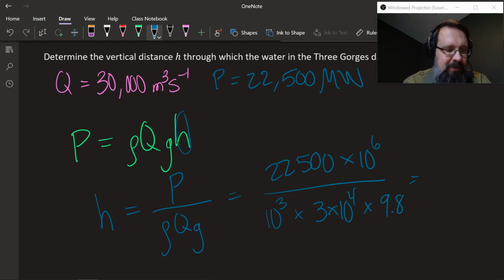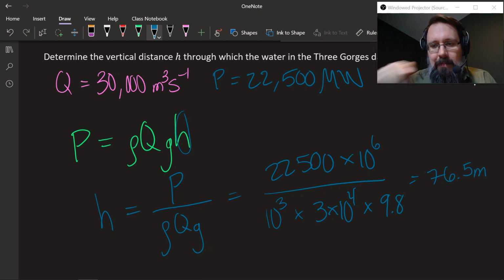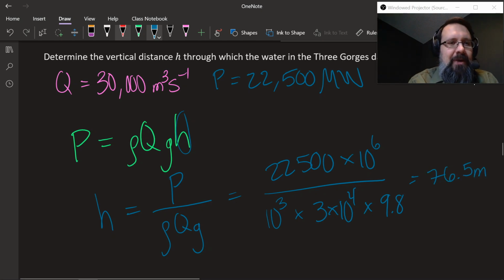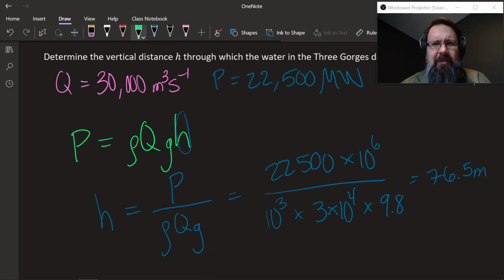Let's see, so 10 to the third. So I'm taking 22,500 times 10 to the sixth divided by 1,000 times 3 times 10 to the fourth power times 9.8. I got 76.5 meters. I also did. Awesome.